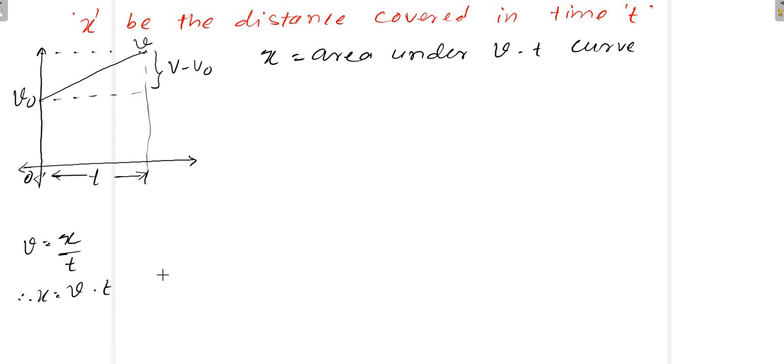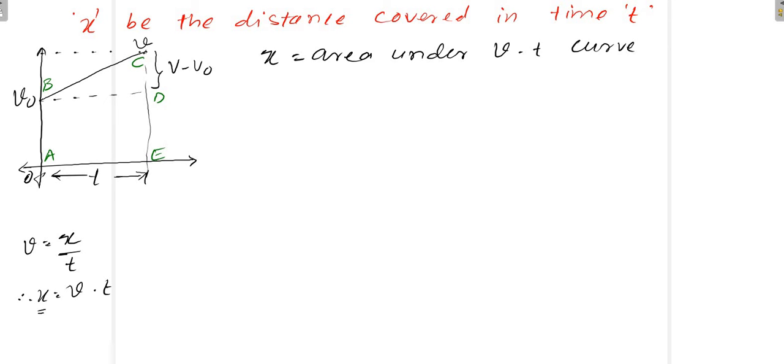When we find the area of a rectangle, we multiply two sides. One side is v, the other side is t. So in short, when you find area, indirectly you calculate x. Whatever the v versus t curve is, if you find the area, ultimately you are calculating x, right? So the distance covered in this time can be calculated. Now I have to label the points so that I can easily find the area. Let me say this is A, B, this point is C, D and E.